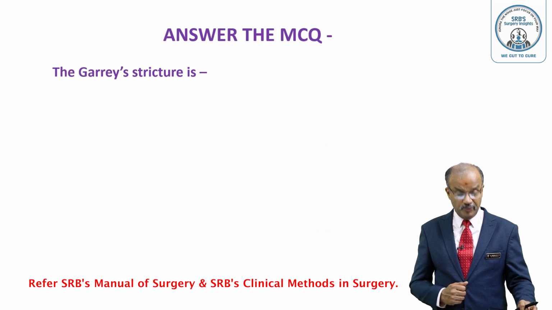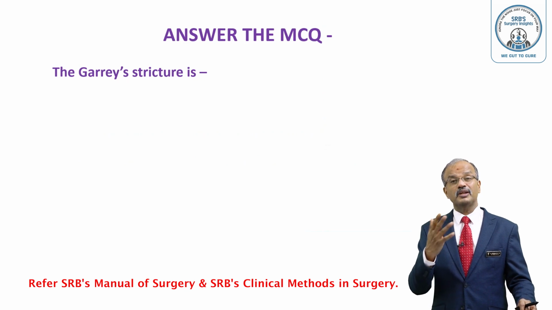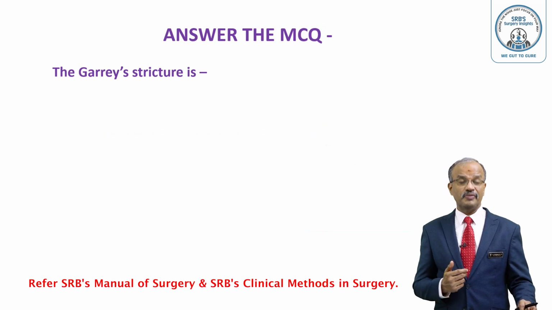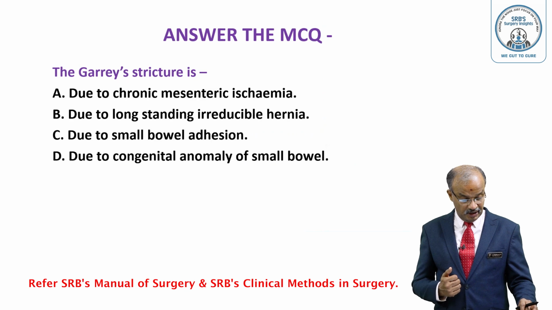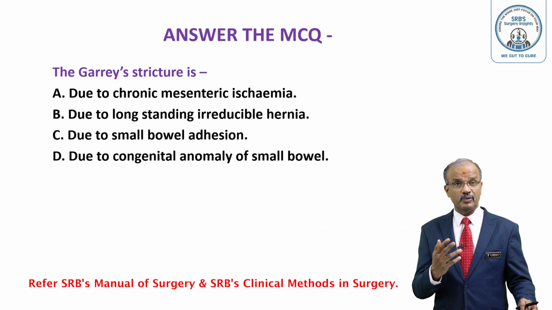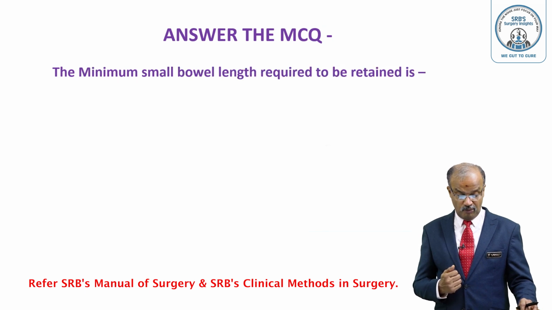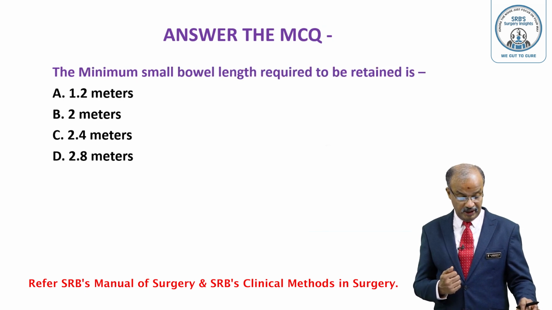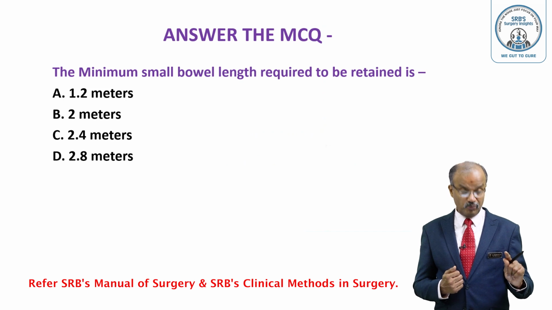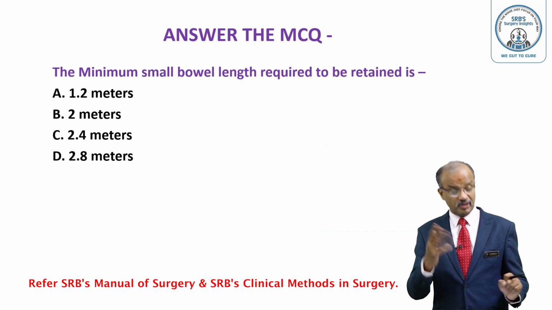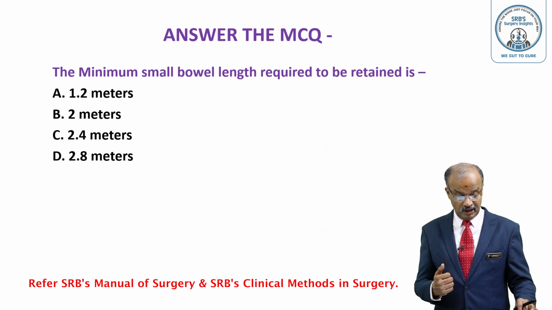So answer the MCQ. If you answer, put it in the comment. I will acknowledge your answer. The options are A, B, C, D. Write the correct answer, and I'll put the right answer later. The minimum small bowel length required to be retained is 1.2 meter, 2 meter, 2.4 meter, or 2.8 meters? Again, put the right answer. It is a commonly asked MCQ in NEET and other exams.